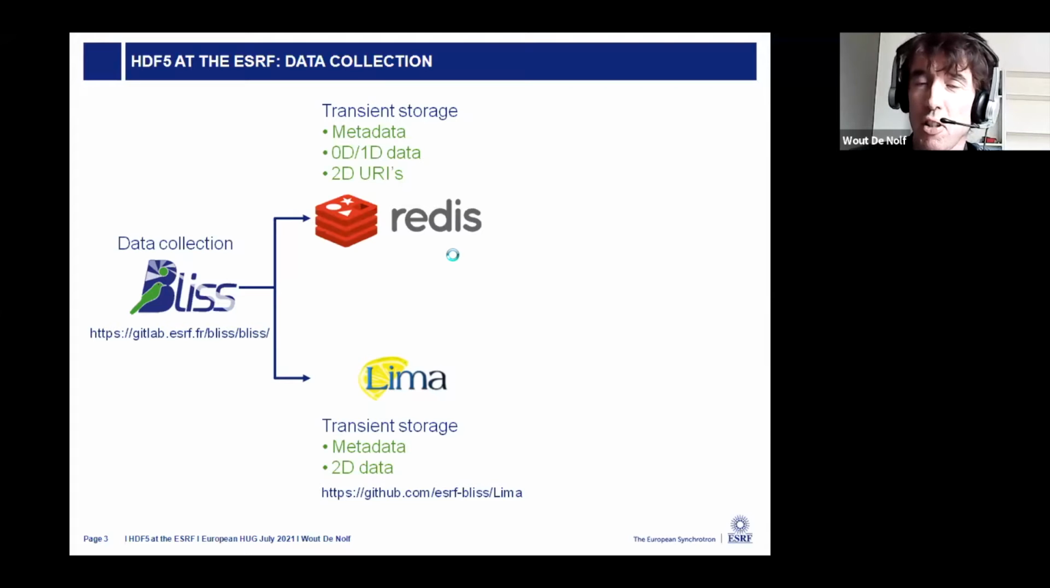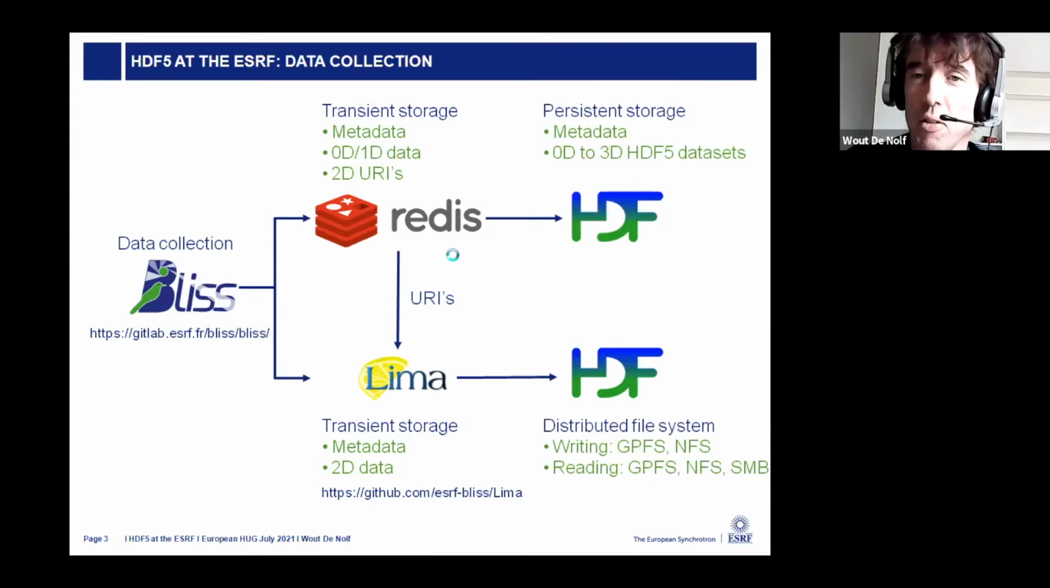Now, the images are not in Redis directly. Redis only contains references to another in-memory storage, which is managed by Lima. And Lima is our framework that manages all 2D detectors. So while data is being streamed in Redis, at the same time, HDF5 files are being written with a certain delay, of course.